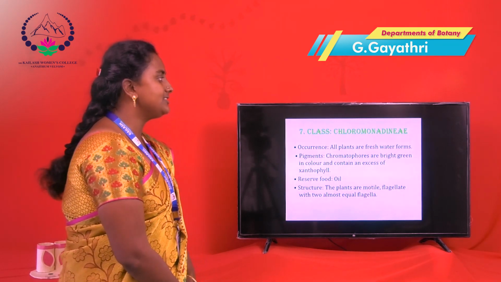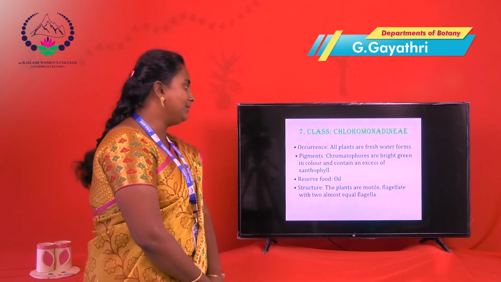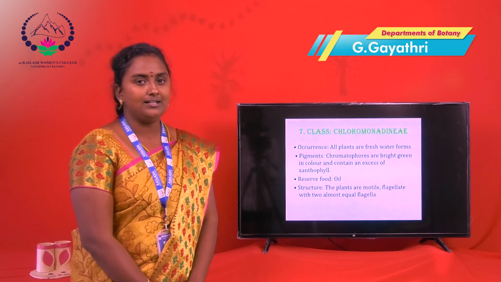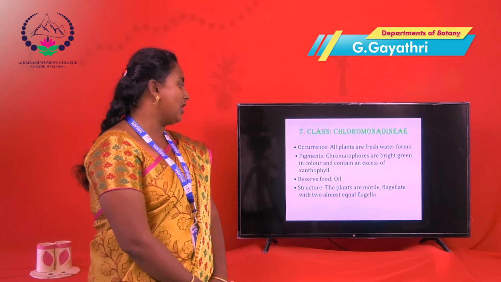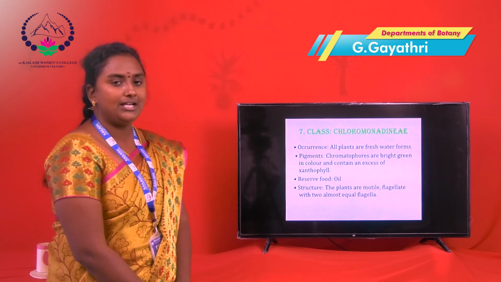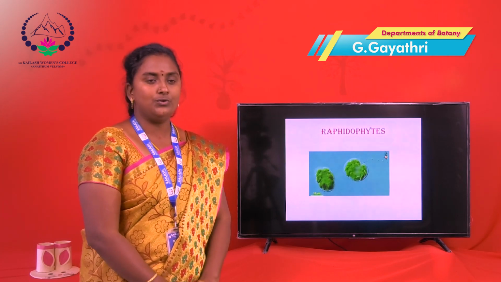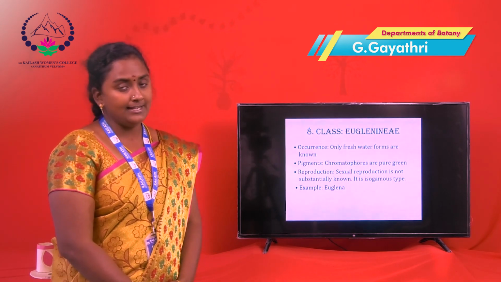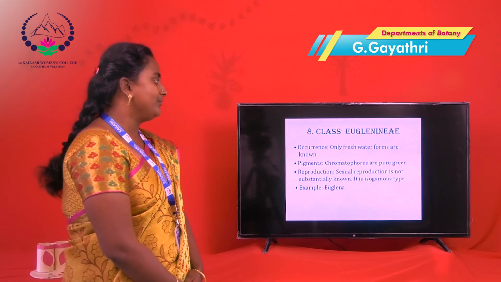The next class is Chloromonadidae. All are freshwater forms. Pigments are bright green in color, with slight xanthophyll added. Reserve food material is oil. The structure is motile flagellate with two equal flagella. The motile means the alga uses locomotion with the help of flagella.